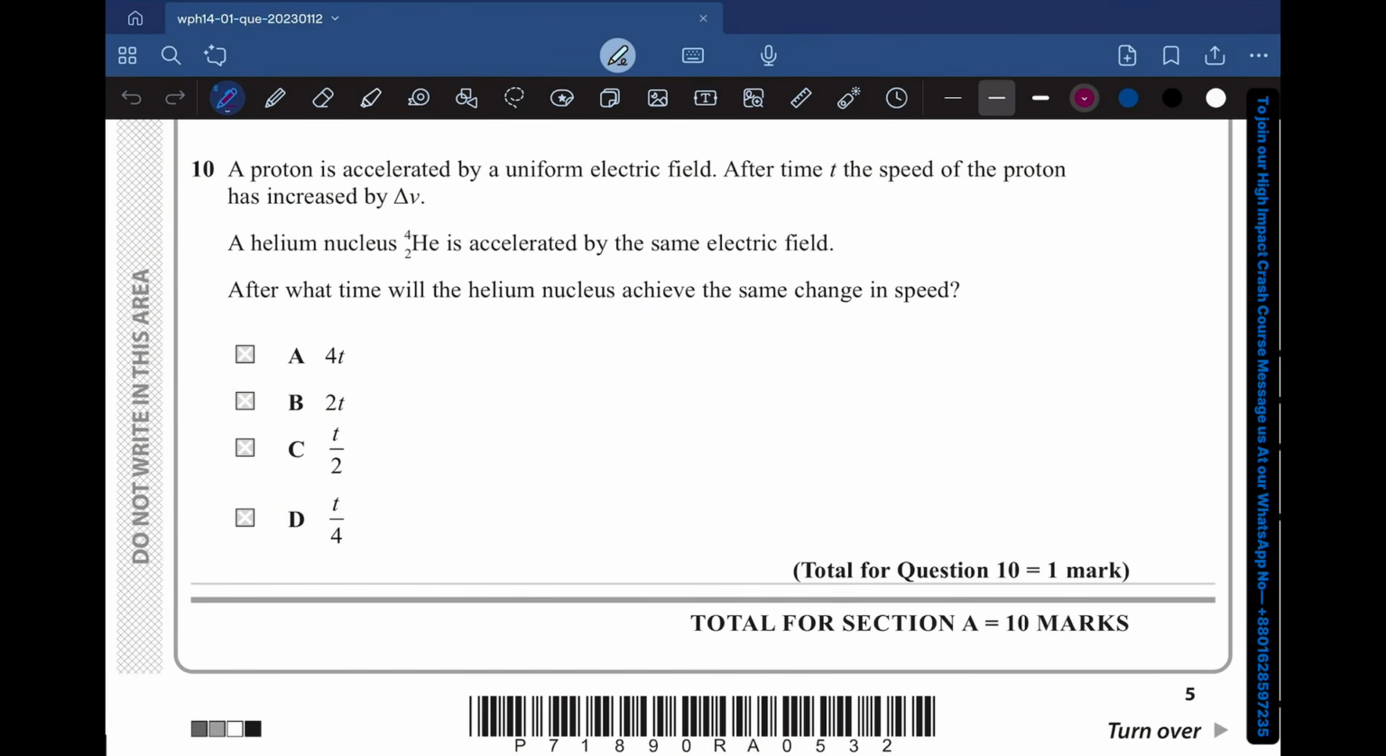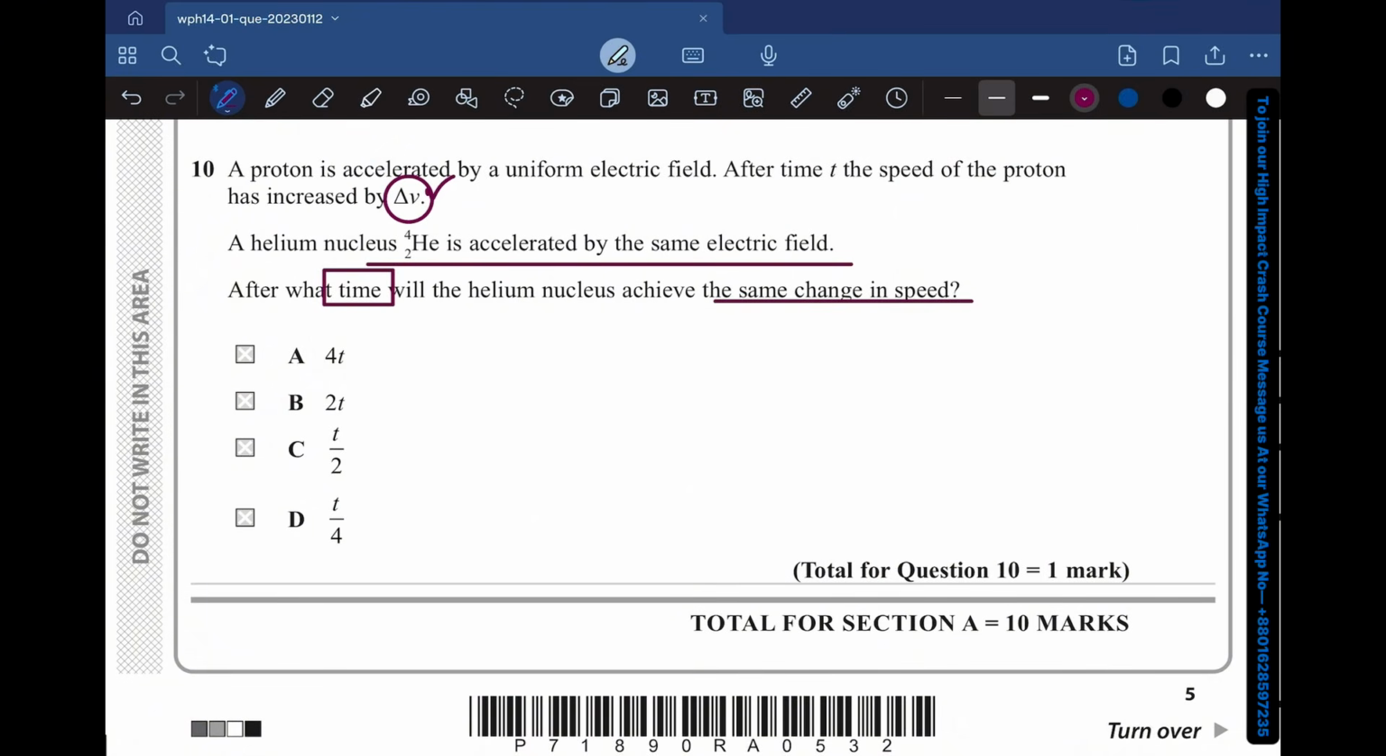A proton is accelerated by a uniform electric field. After time t, the speed of the proton has increased by del v. A helium nucleus is accelerated by the same electric field. So now here they're comparing a proton with a helium nucleus. You will see these types of questions a lot of times, and this is a very common question in physics unit 4. After what time will the helium nucleus achieve the same change in speed? So basically they're asking about the time after which they will have the same change in speed, which was del v.